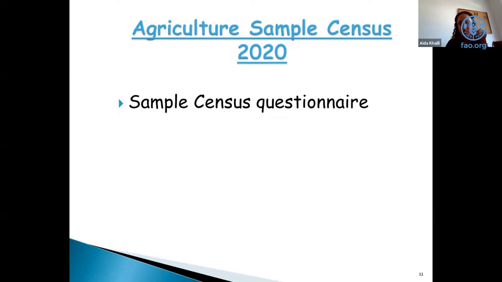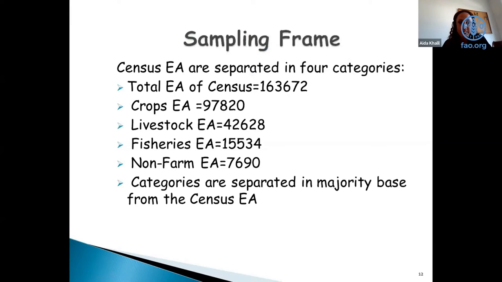Thank you very much. I will show you later the agriculture census questionnaire and the sampling frame, which we used in conducting the sample census. Our total enumeration area was 163,672. The crops enumeration area is 97,820. The livestock enumeration area was 42,628. The fisheries enumeration area was 15,534. And the non-farm enumeration area was 7,690. The categories are separated mostly based on the census enumeration area. This is the sampling frame we used in our sample census.